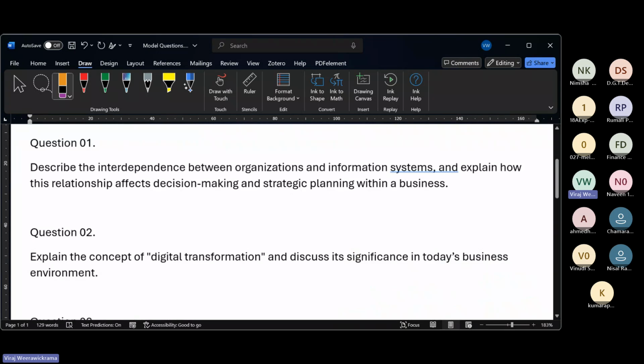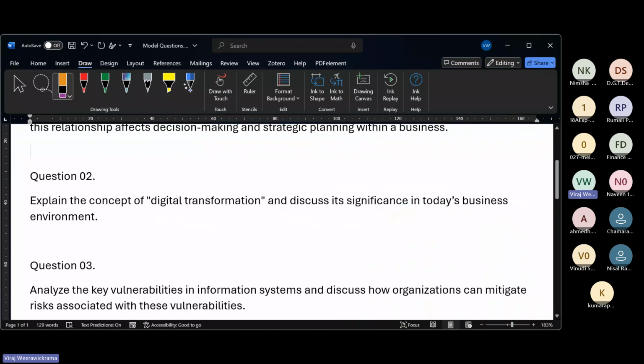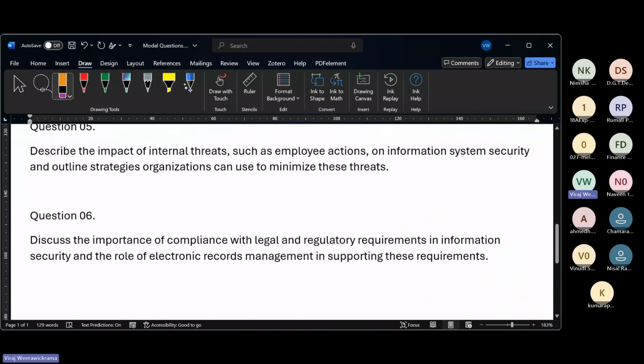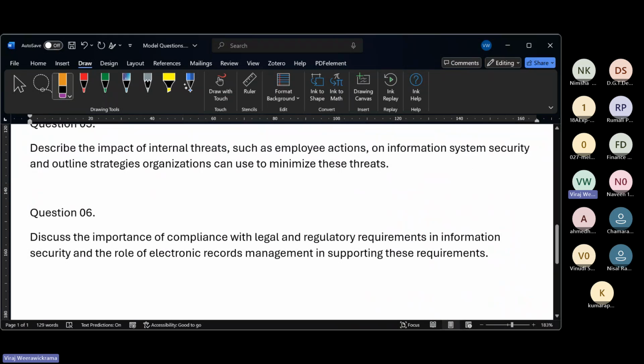Okay, then, altogether there are 6 questions. I will upload this one to the LMS. Just go through that, refer to the lecture materials and the recommended reading book. Prepare your notes, prepare your answers yourself and be ready for the exam. Clear? Any question apart from that?